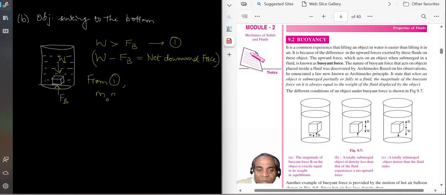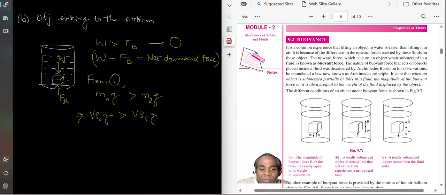What is the weight of the object? It is the mass of the object into gravity, and it is greater than, what is the buoyant force? Buoyant force in any case will be equal to the weight of the fluid displaced by the object. So mass of the liquid displaced by the object into G. And if we develop this further, the mass of the object is volume of the object, which was V, what we took in the previous case, and rho of the object and G, and greater than, what is the mass of the fluid displaced? Equal to volume of fluid displaced. In this case also the object is entirely within the water, so the volume of the liquid displaced is exactly equal to the volume of the object, right? So we will write V, and rho L for the density of the liquid and G.